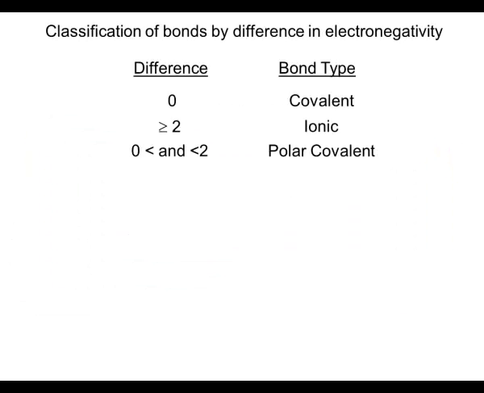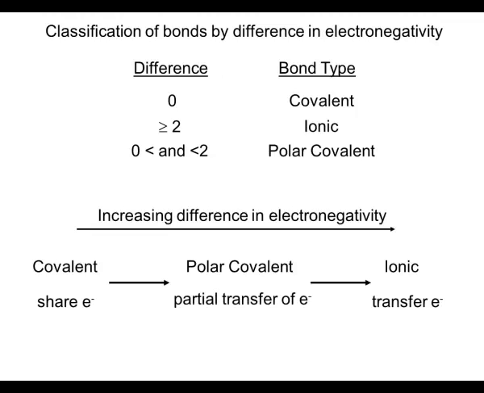You can classify bonds by the difference in electronegativity. If there is no difference, the bond type is pure covalent. If the difference is greater than or equal to 2, the bond is ionic. If the difference is between 0 and 2, the bond type is polar covalent.